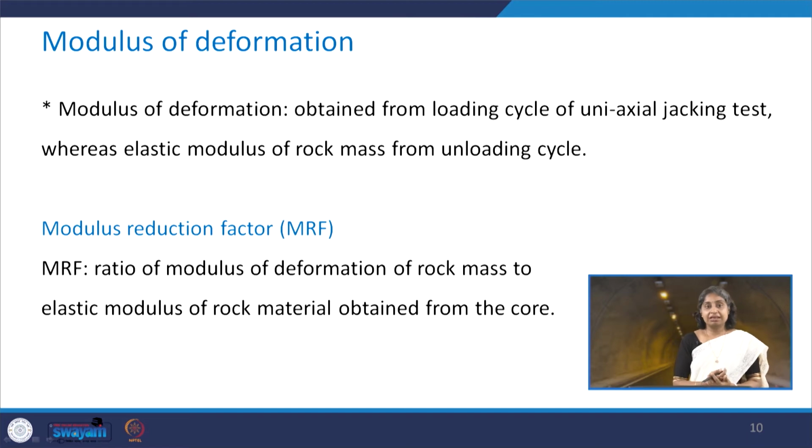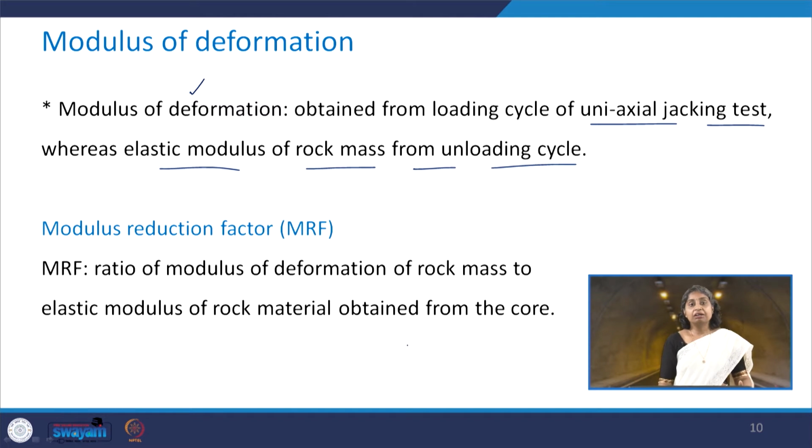Coming to the next category, that is modulus of deformation. We have discussed this earlier, how to determine the modulus of deformation. These are obtained from the loading cycle of the uniaxial jacking test, whereas the elastic modulus is obtained from the unloading cycle. So basically when we determine the modulus of deformation, both the linear and the non-linear parts of the loading cycle are to be considered.